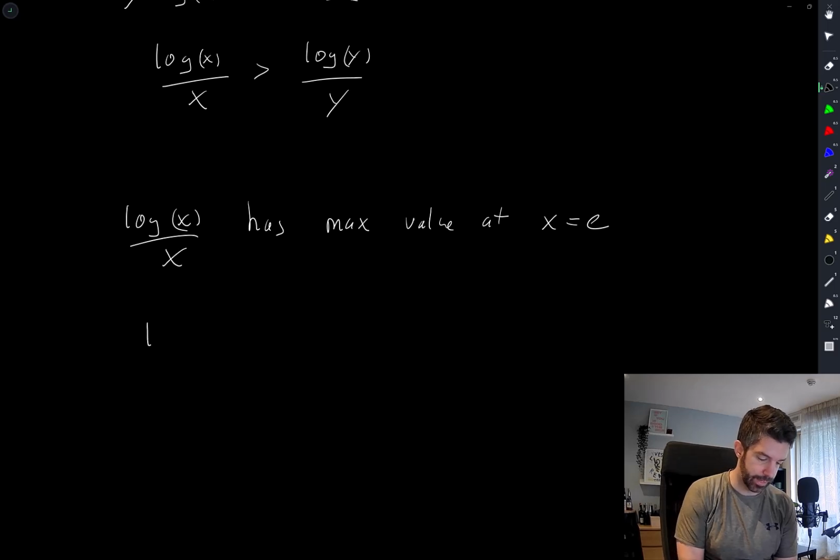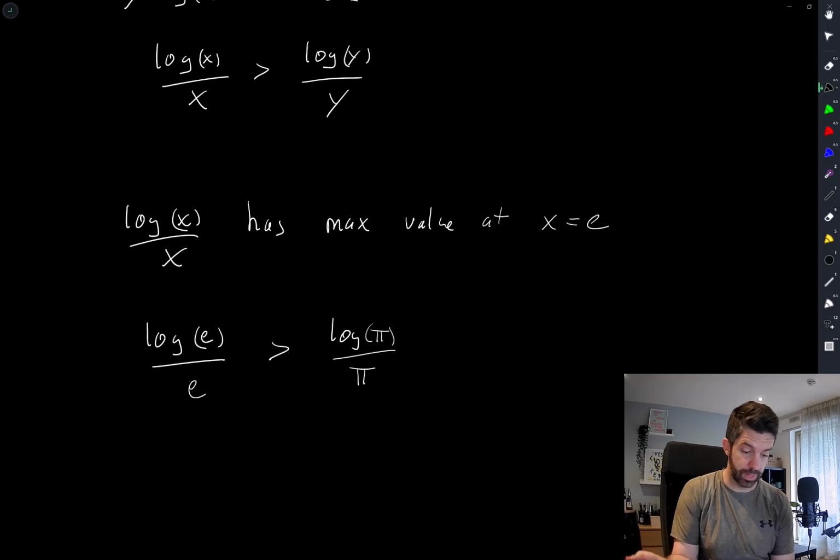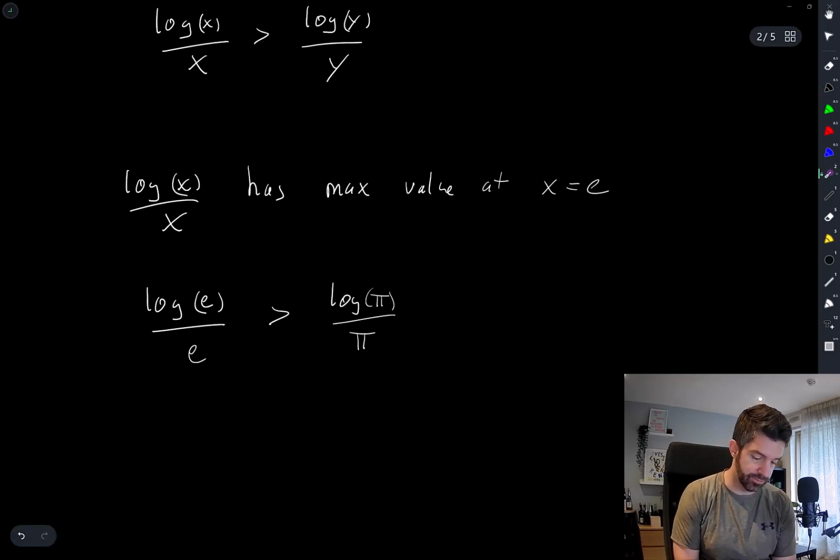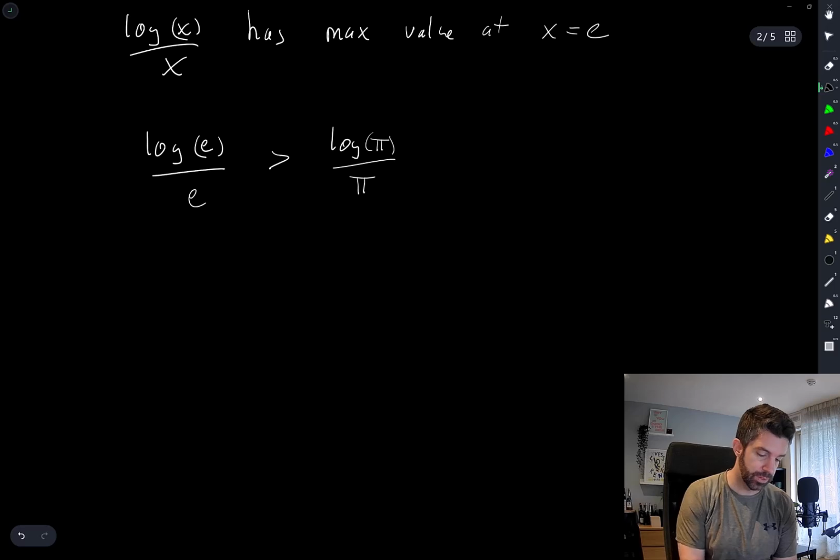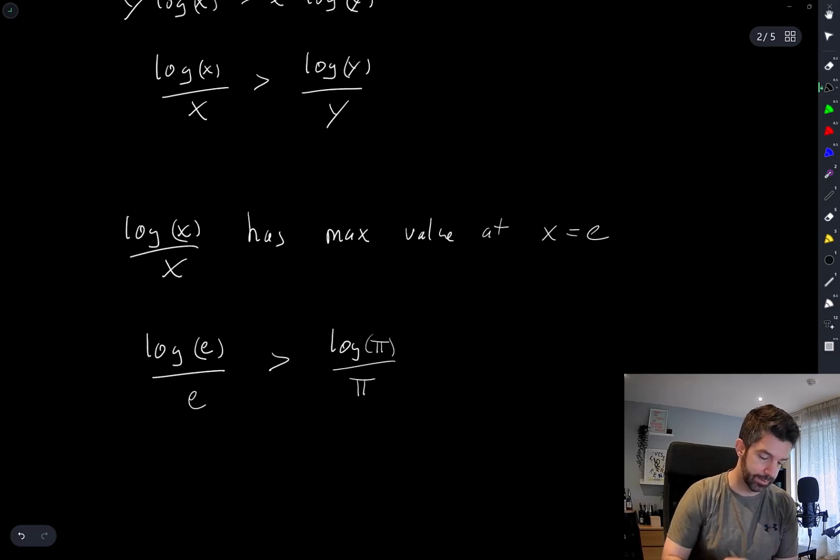So this says that log of e over e is greater than log of pi over pi. Pi is greater than e. Well, it doesn't even matter that pi is greater than e. This has its maximum value at e. So now we can rearrange this. We can basically just go back up.